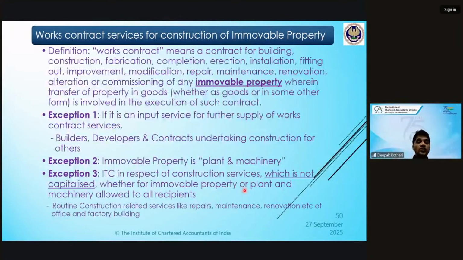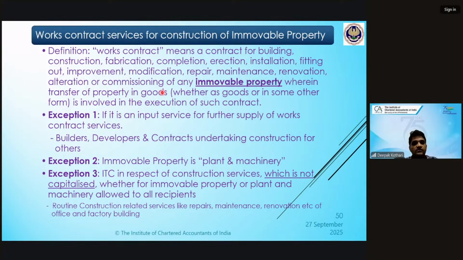Then, works contract services. What is the meaning of a works contract? Works contract means a contract for building, for building up, for construction. Works contract means a contract for building, construction, fabrication, completion, erection, installation, fitting out, improvement, modification, repair, maintenance, renovation, alteration और commissioning. इतना बड़ा definition है. Luckily, you don't have to remember this.